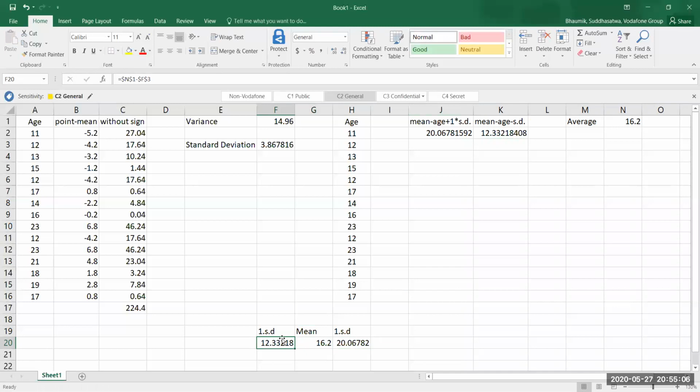Is that the right thing I've done? Yes. So minus and plus. So this is the range in which I am falling. This is one SD, or one standard deviation range. I can do a similar thing with two standard deviations, and with three standard deviations and so on.